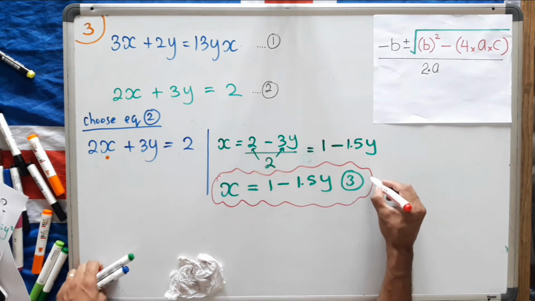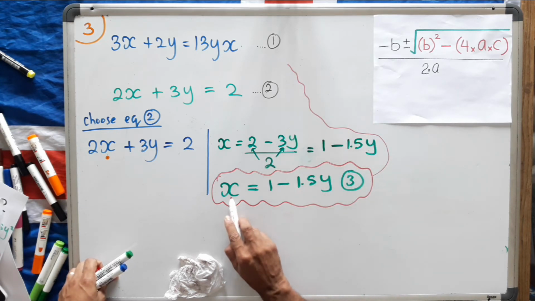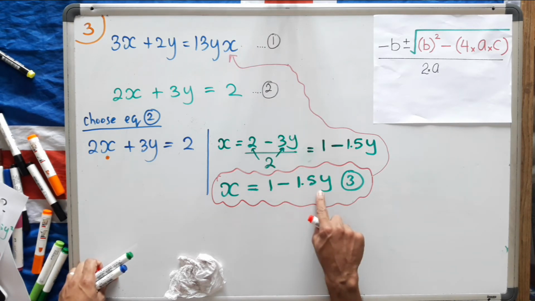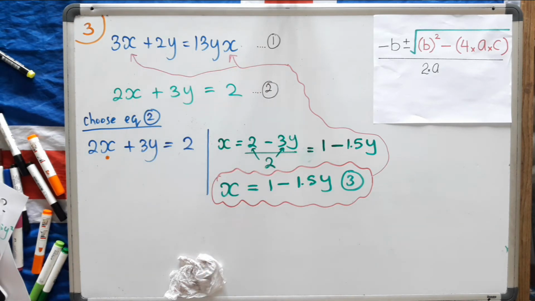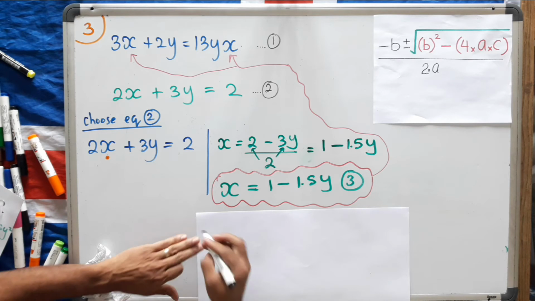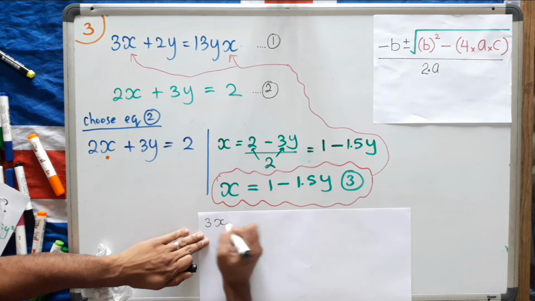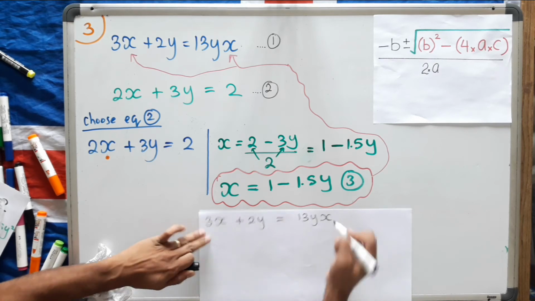So what we are going to do now is go to the equation we did not use as yet, and wherever we see an x, like this one here, we are going to throw it away and replace it with 1 minus 1.5y. And there's another x to replace. So there's 2 x's to replace. Right, so I'm going to get my scrap paper, because this is going to be long and messy. All right. Here, I'm going to write back this equation here, so it's right in front of me. 3x plus 2y is equal to 13yx.